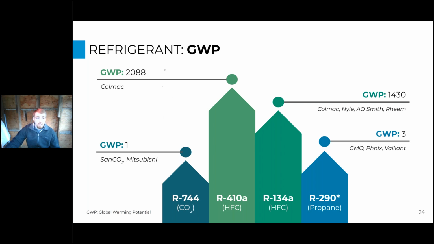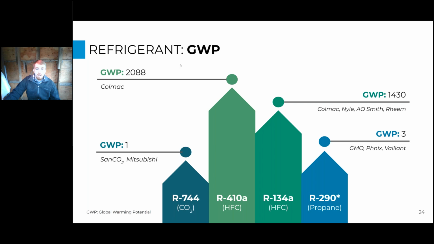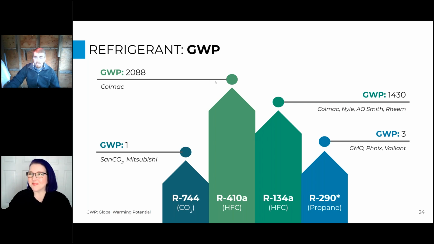So this GWP is a really big driver of future refrigerant technologies because R410A is the most common, especially in hydronic heating, and that's 2,000 times worse than using CO2, while R134A is the other alternate that's 1,400 times worse than CO2.